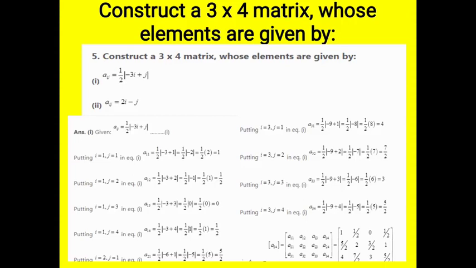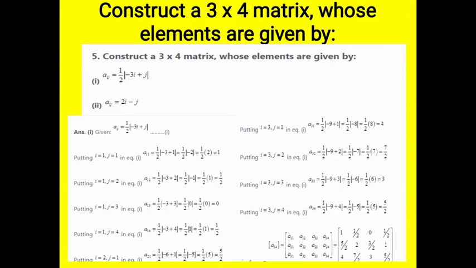How can you find out this value? After putting the value of i equal to 1 and j equal to 4, after that you have to find out a21. What is the meaning of a21? A21 means second row, first column.